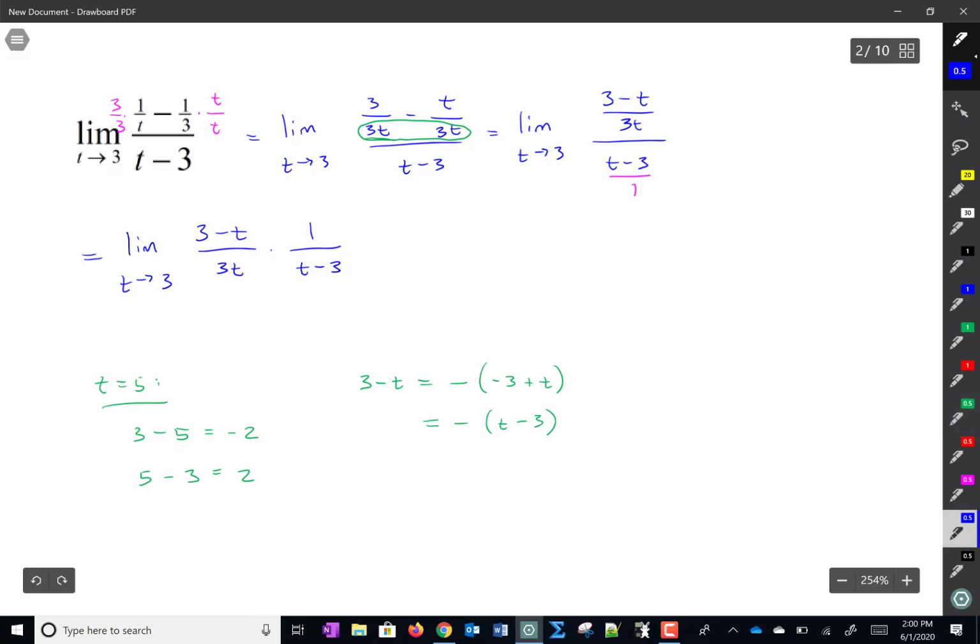So knowing that, what I can do here is I can cancel t minus 3 and 3 minus t, but it just so happens that it cancels to negative 1 rather than positive 1. So now I have the limit as t goes to 3 of negative 1 over 3t, and at this point, if I plug in my limit value of 3, I get negative 1 over 3 times 3, or negative 1/9.